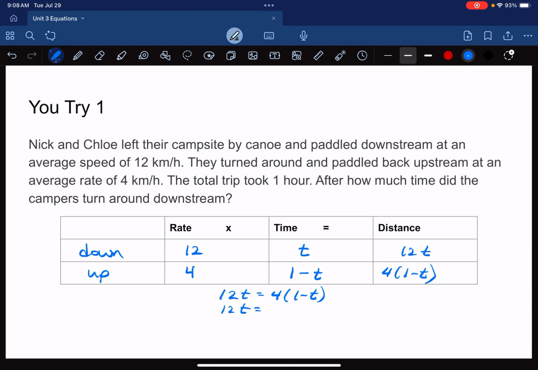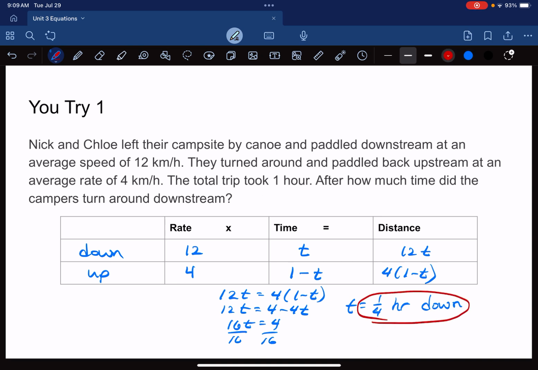Distribute. And then add 4t to 12t, and I get 16t. And divide by 16. And t is 1/4 hour. So then that's downstream. And so after how much time did the campers turn around downstream? Well, 1/4 hour downstream. And then it took 3/4 hour to get back upstream. In other words, 15 minutes downstream and then 45 minutes back upstream, right? Okay.